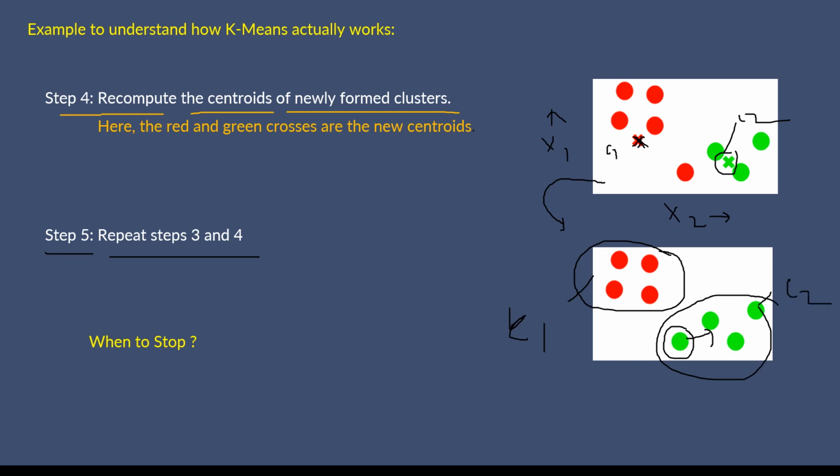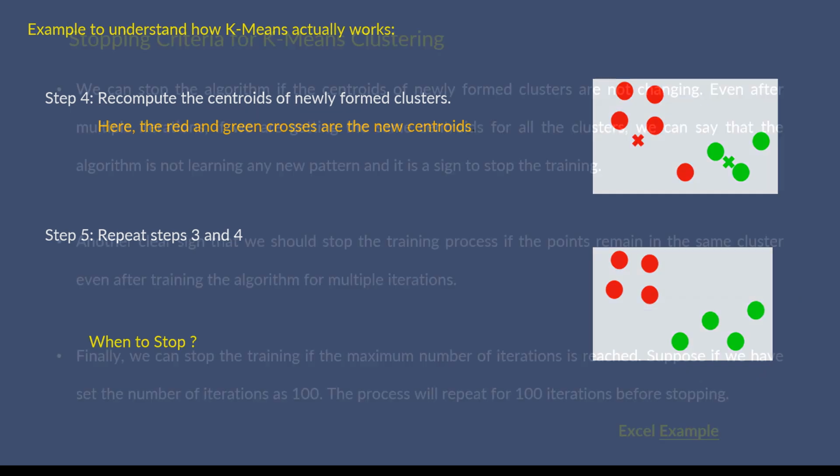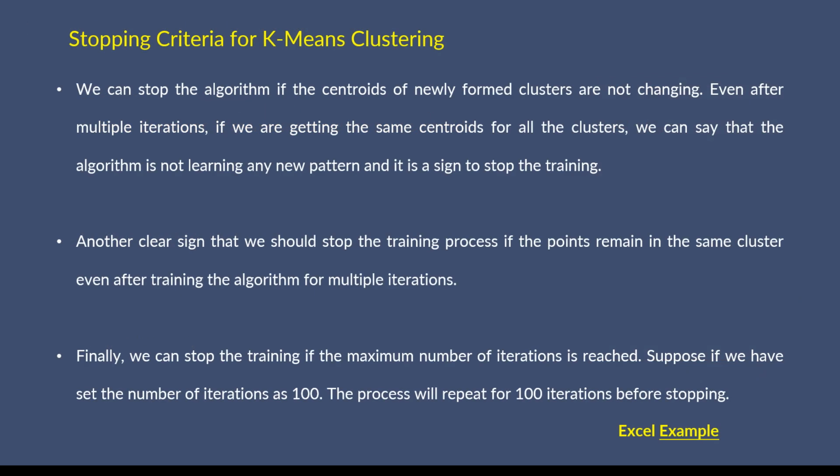But the problem is when to stop. So there are a few rules which will decide when to stop. Stopping criteria for k-means clustering. So we can stop the algorithm if the centroids of newly formed clusters are not changing even after multiple iterations. If we are getting the same centroid for all the clusters, we can say that the algorithm is not learning any new pattern and it is a sign to stop its training.